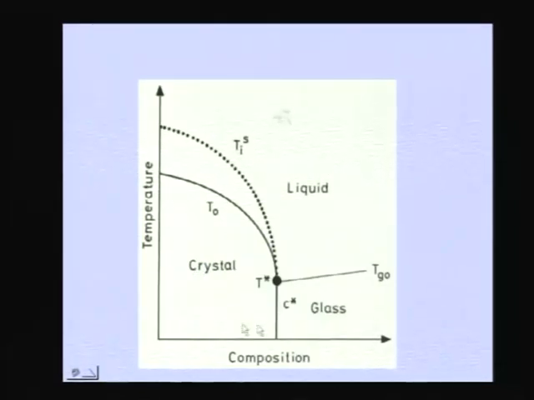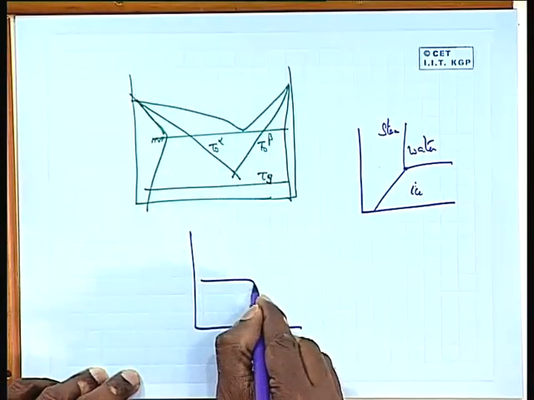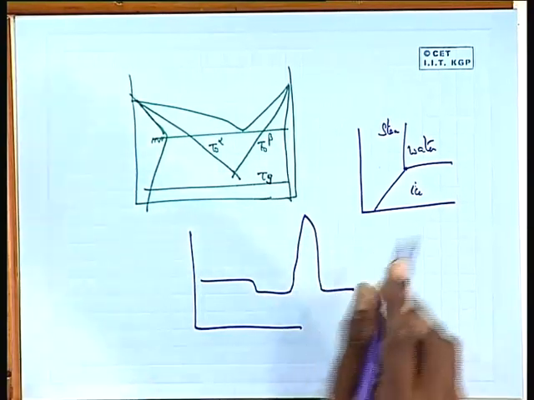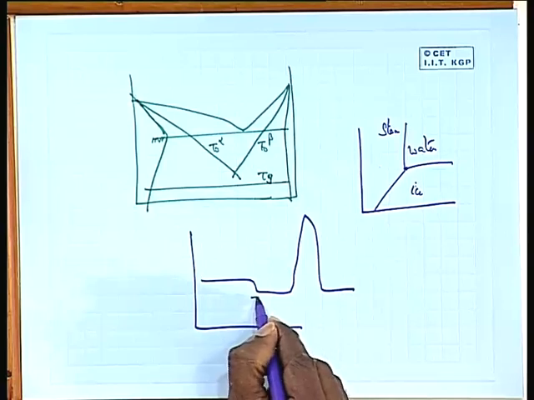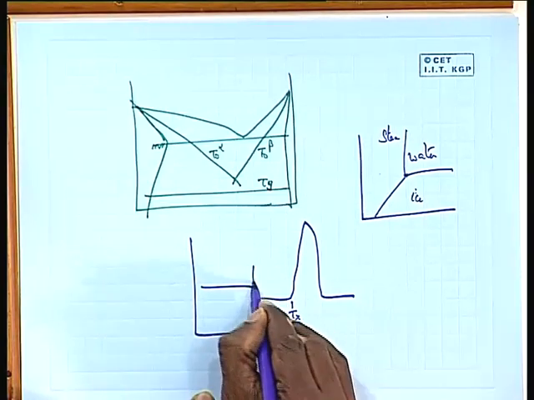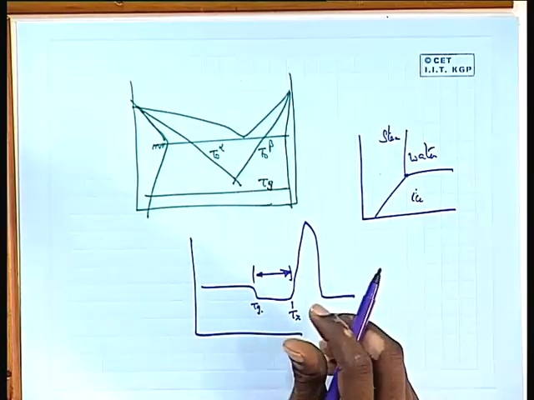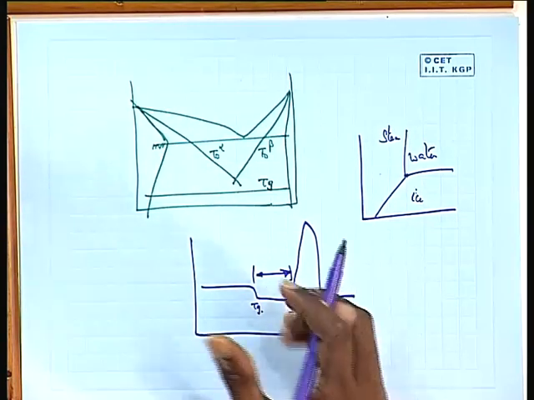So you can see all transformations here: liquid giving you a crystal, crystal giving you a liquid, crystal giving you a glass, liquid giving you a glass, and glass again giving you a liquid. This is what we see when we take a glass and keep on heating it. I told you before, if you take a glass and heat it in a DSC, what you see beyond the TG, below the TX, is a region. What is there in this region? Can somebody tell me? What you have there is a liquid.